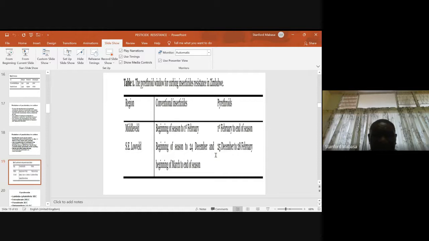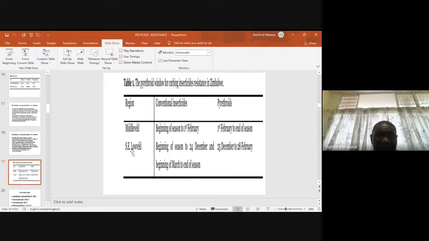Again, I've got a table which is showing the pyrethroid window. Here we've got the middle veld, where from the beginning of the season to 1st February, we may use the conventional insecticides. But from 1st February to end of season, we switch to pyrethroids.